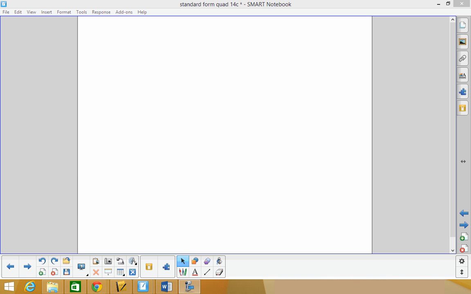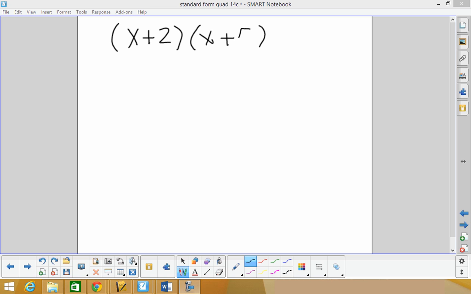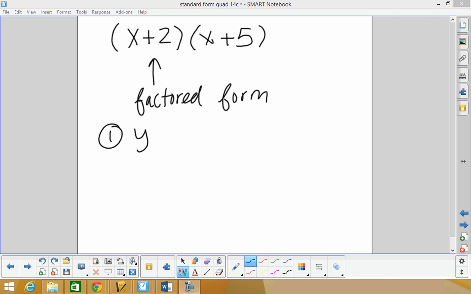Okay, let's say that you are trying to work on the homework, which is where you're figuring out the elements of a quadratic equation, and you're given one that's in factored form, and you're asked to give the y-intercept.